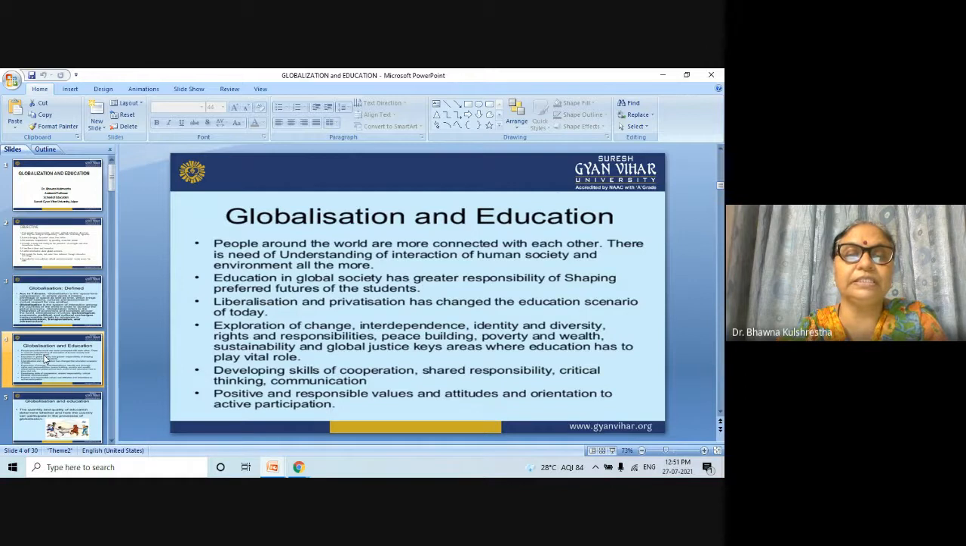Developing skills of cooperation, shared responsibility, critical thinking, communication, positive and responsible values and attitudes, and orientation to active participation.